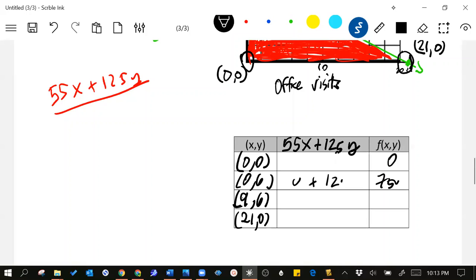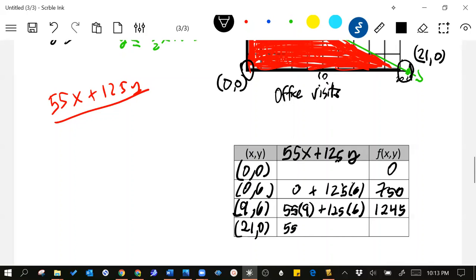0 plus 125, and 6. So here we have 55 times 9 plus 125 times 6, which calculates out to 1,245. Okay. And then the next one, 55 times 21. Now that's going to be a lot. I don't even need to put plus 0. That's going to be a lot, but it's not enough to make that the maximum. So this says then that the maximum income would be 1,245.